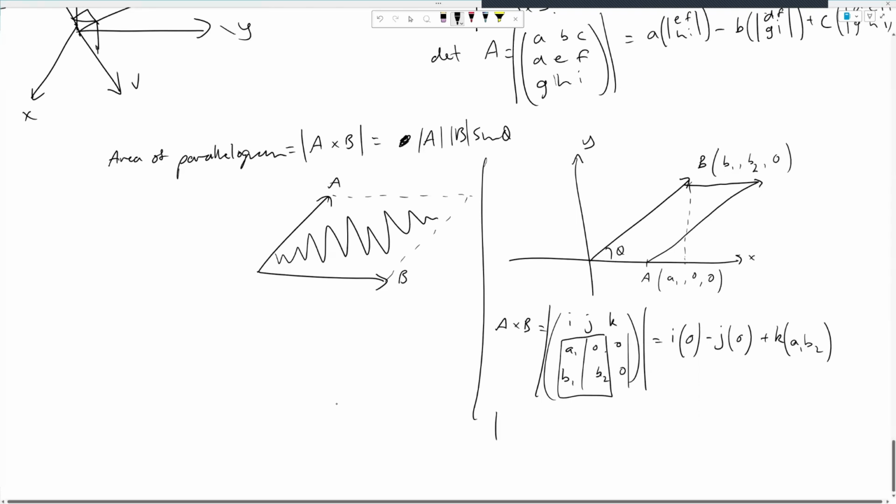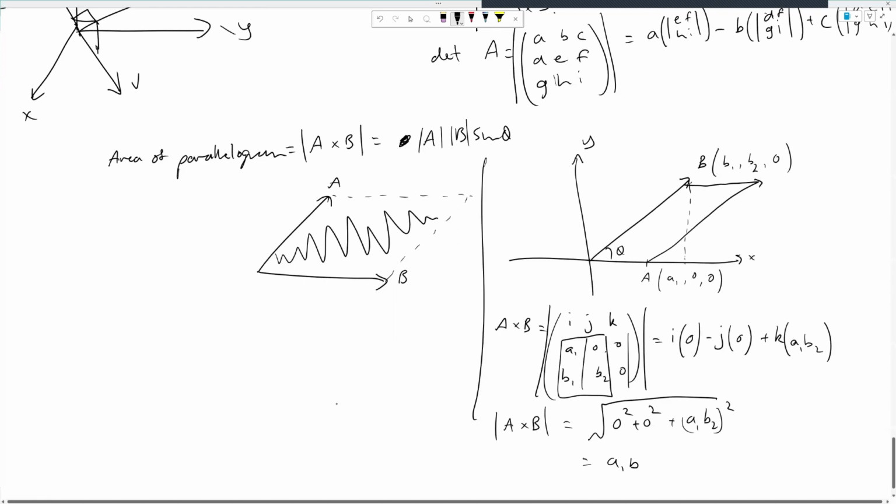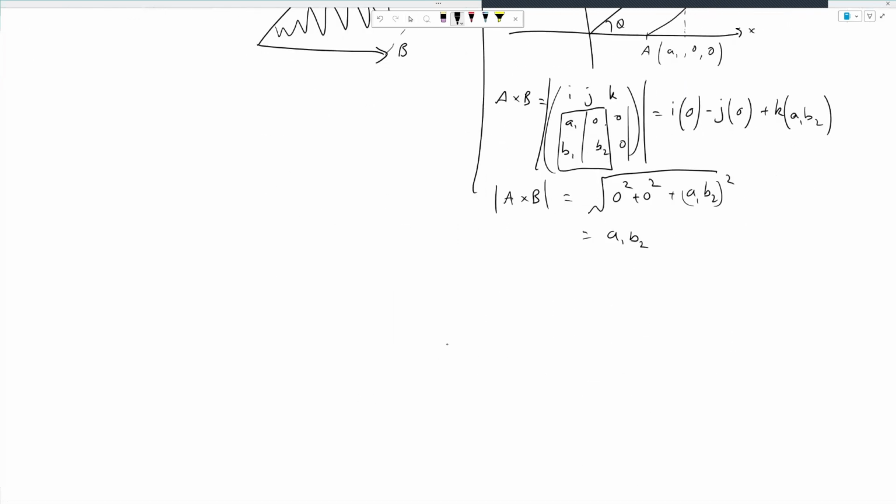If we find the length of A cross B, this gives us the square root of 0 squared plus 0 squared, because of the length of the x component, the length of the y component, and the length of the z component, plus (A1 B2) squared, which is essentially just A1 B2. Okay, so we know what the cross product of A cross B is.